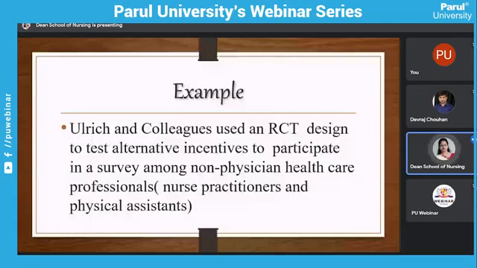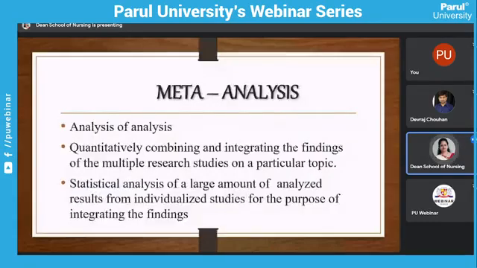Meta-analysis. This is analysis of analysis, quantitatively combining and integrating the findings of multiple research studies on a particular topic. Statistical analysis of a large amount of analyzed results from individual studies for the purpose of integrating the findings. This is meta-analysis. Here, first we have to define the hypothesis, locate the studies, get the data, calculate the effect size, and analyze the variables.